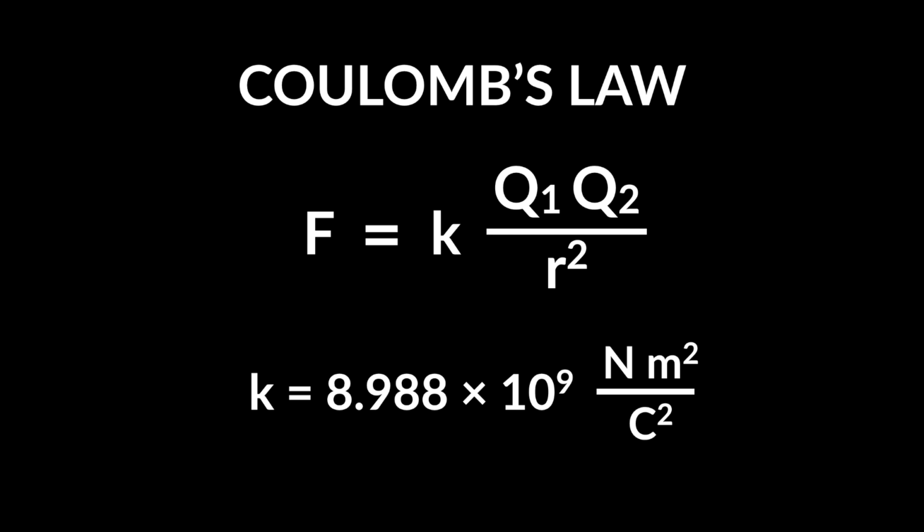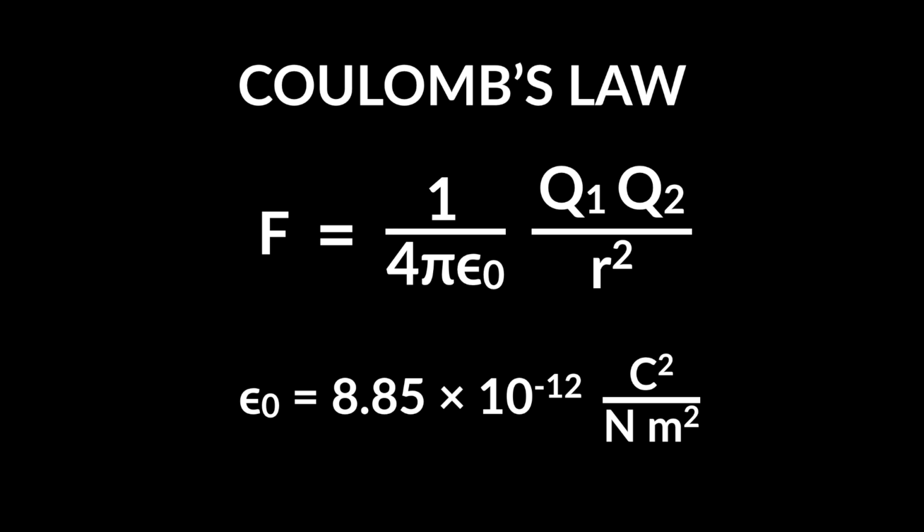Another way we can write this equation is in terms of epsilon 0, or the permittivity of free space. You might not come across this that often, but it's still useful to know. And epsilon 0 is 8.85 times 10 to the minus 12 coulomb squared per newton meters squared.